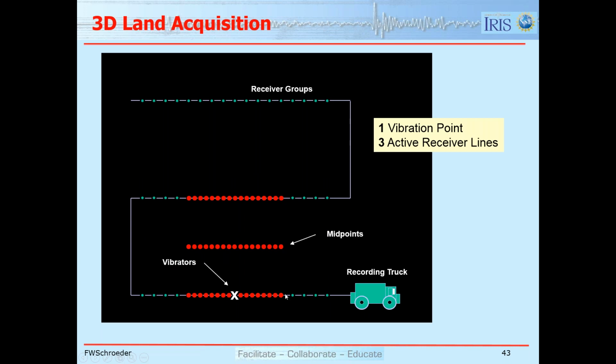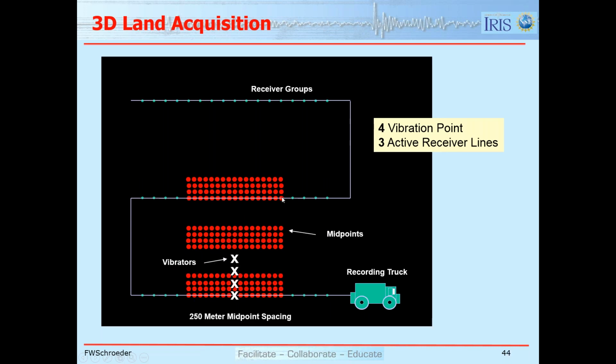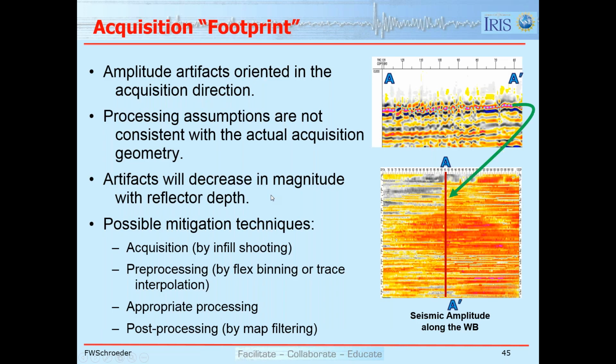This would be for the southern line of receivers. This would be for the central line of receivers. This would be for the northern line of receivers. And as we move from this shot point to this shot point to this shot point to this shot point, you can see how we're starting to get patches of subsurface coverage. And if we did this for the entire survey, we can generate a three-dimensional volume of seismic data.